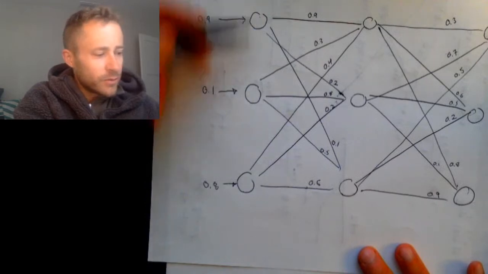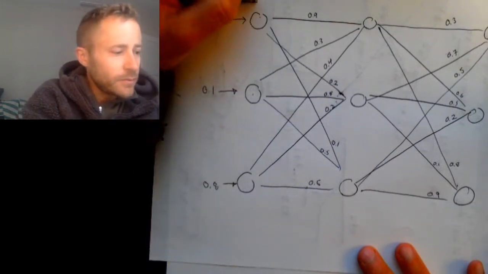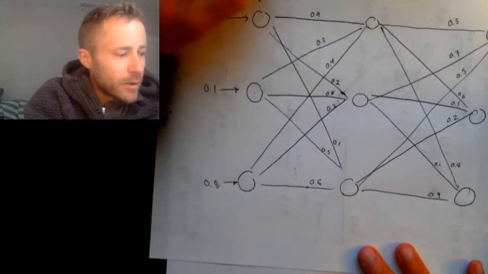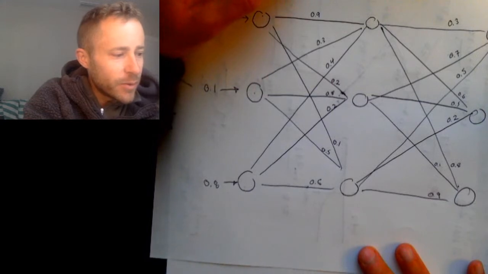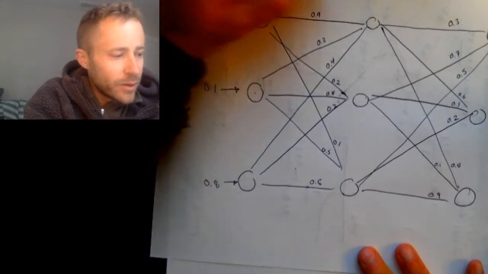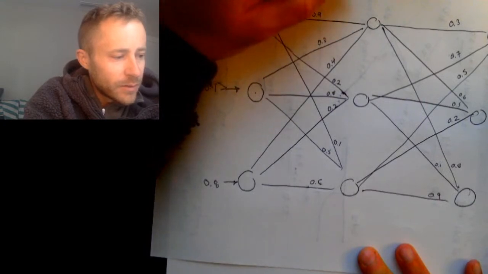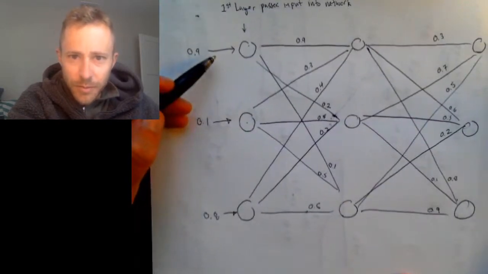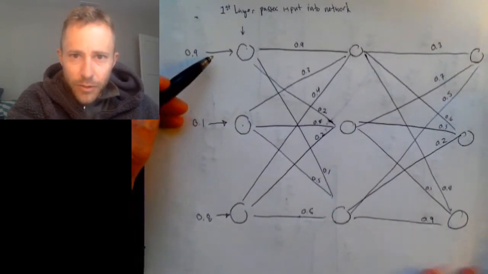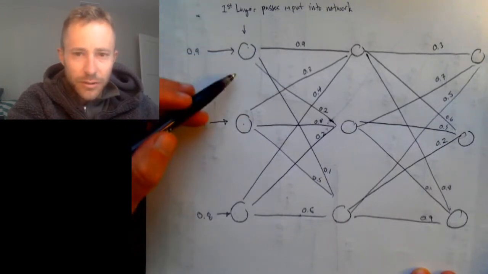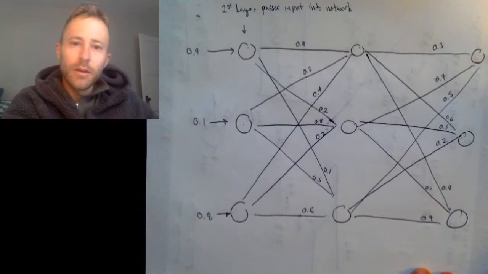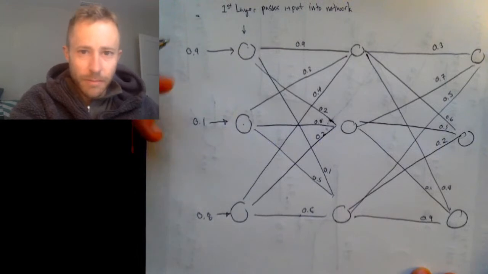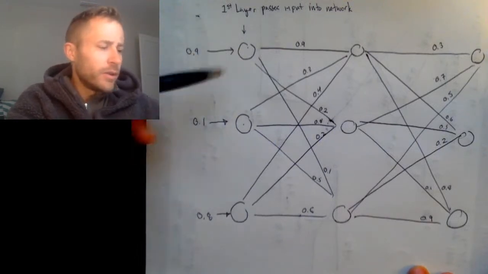So the first layer passes the input into the network. It doesn't do anything. In other words, it doesn't apply the sigmoid function to it. Okay, so here's what we're going to get.